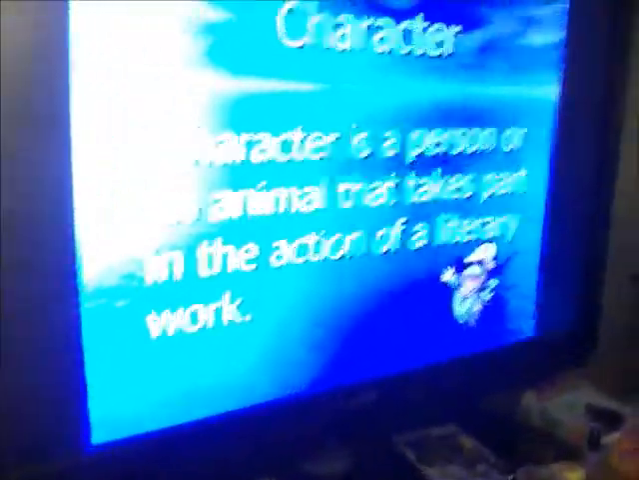Okay, class, so take your notes. Today we're learning about literary terms. These will all be on your test. Boring. Okay, so this is a character. A character is a person or animal that takes part in the action of a literary work. Are you all taking notes? So, what is a character? On the board. Can you define it in your own words, James? John, did you get my note? No.